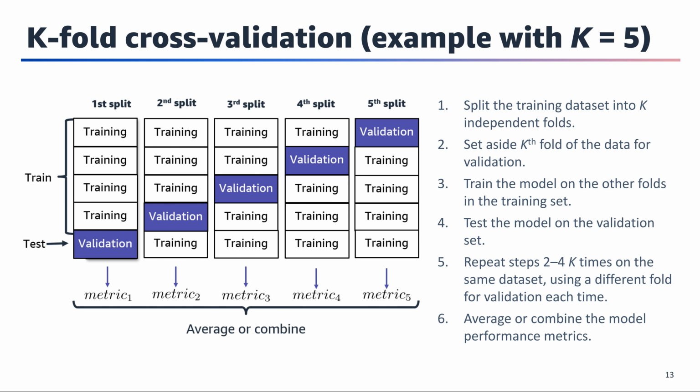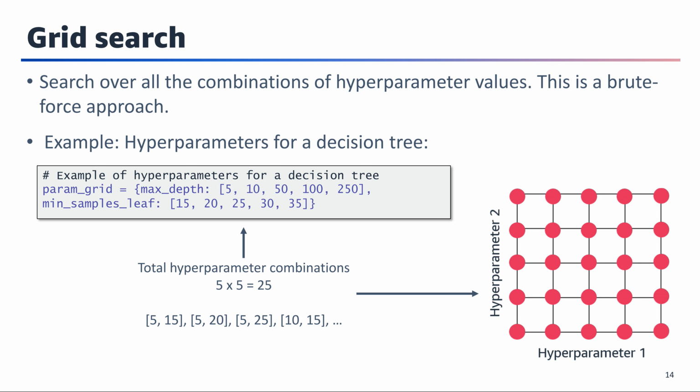The final average result gives us a more reliable indication of how our model might perform on new, unseen data compared to using a single train-test split. Grid search is a brute force approach to hyperparameter tuning in machine learning models. It involves searching over all possible combinations of hyperparameter values to find the optimal configuration.